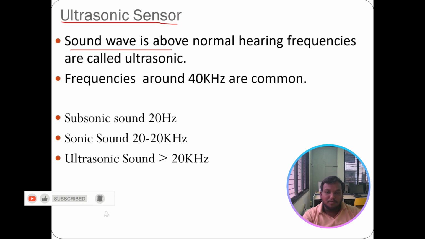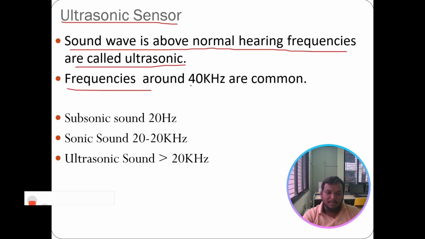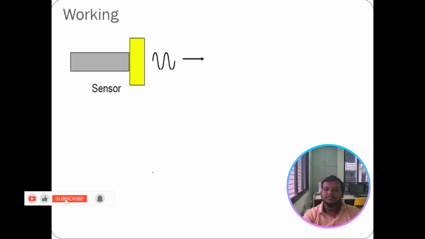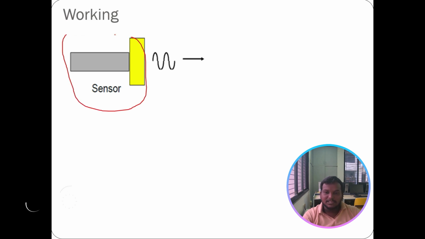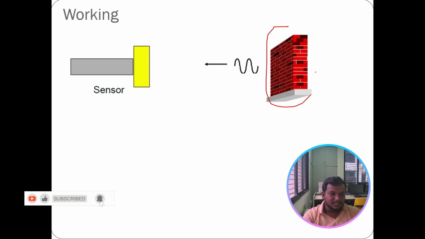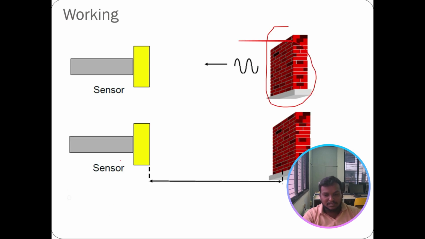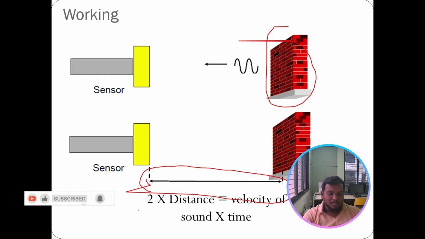Sound waves above normal hearing frequency are called ultrasonics. The frequency is around 40 kilohertz, which is common. Subsonic sound is below 20 hertz, sonic sound is 20 to 20 kilohertz, ultrasonic sound is above 20 kHz. What is the working principle of the ultrasonic sensor? Assume this is an ultrasonic sensor. It emits signals, the signal is detected by the object and returns back to the sensor. This is the length of travel by the wave. So 2 x distance equals velocity of sound times time.